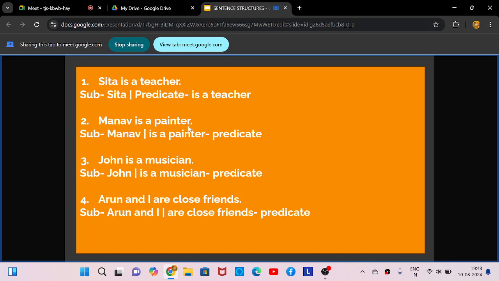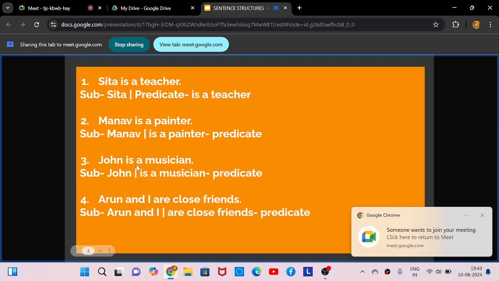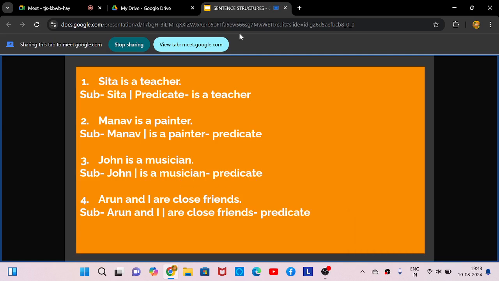Similarly, Manav is a painter. So Manav is the subject, is a painter is the predicate. John is a musician. So subject is John. John is the subject and is a musician is the predicate.